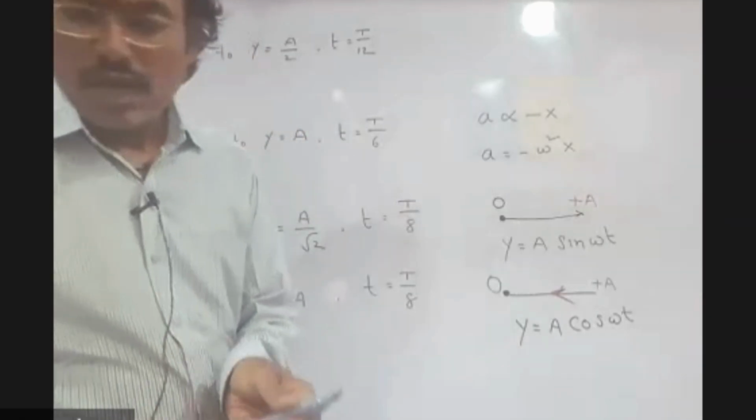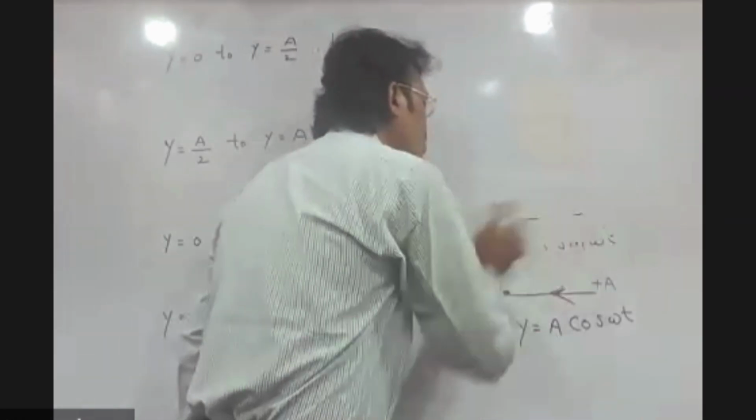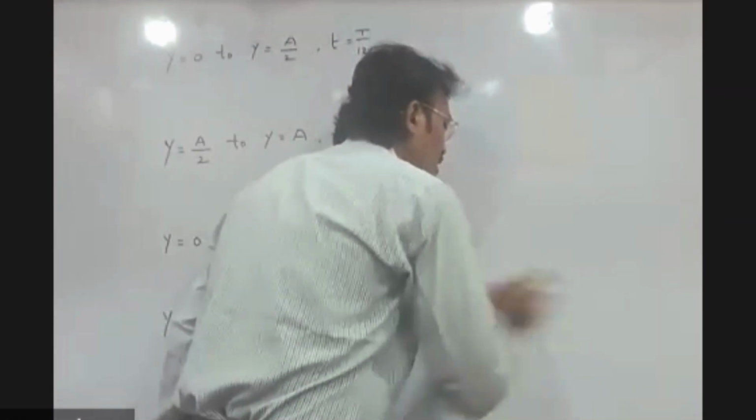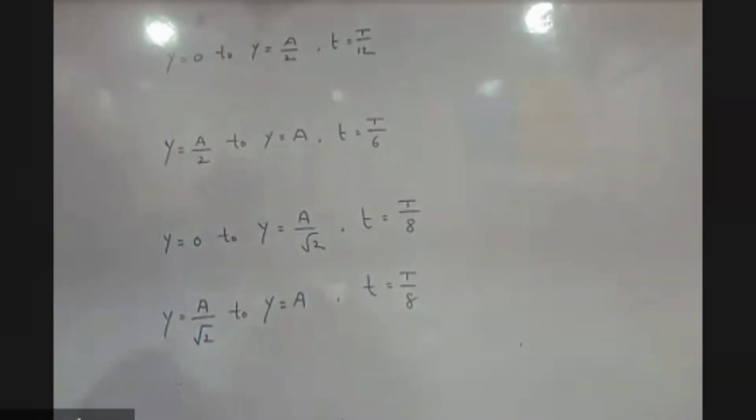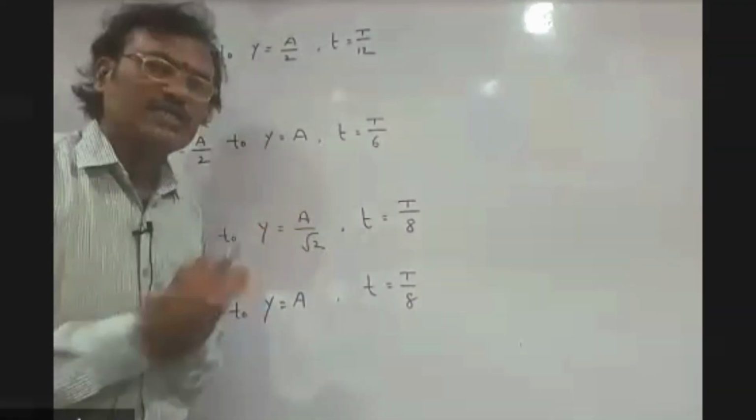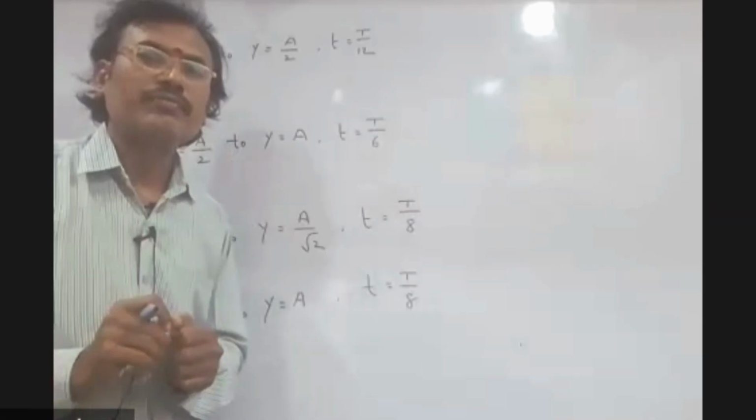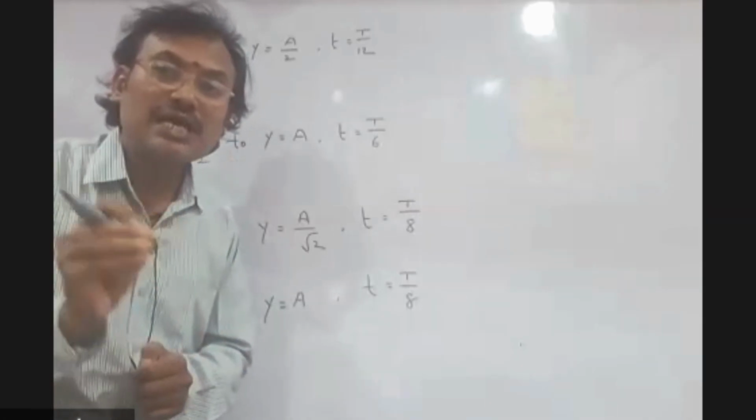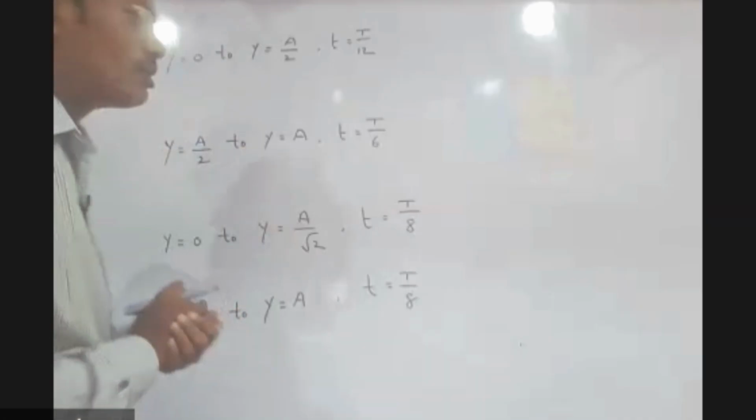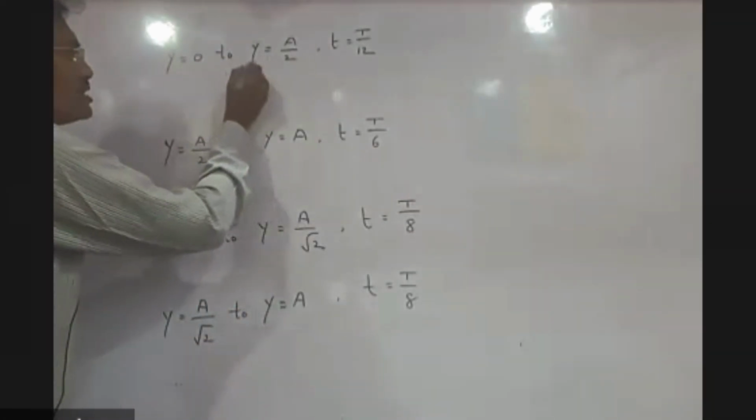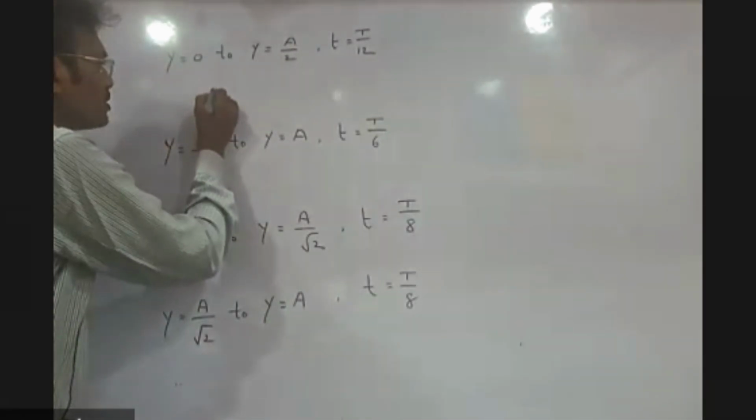Now, if the particle is moving from mean position to extreme end, then at any moment if the particle is present, how much time is taken by the particle to reach that particular point? See, y is equal to 0 to y is equal to a by 2. What is y is equal to 0? That is the mean position.